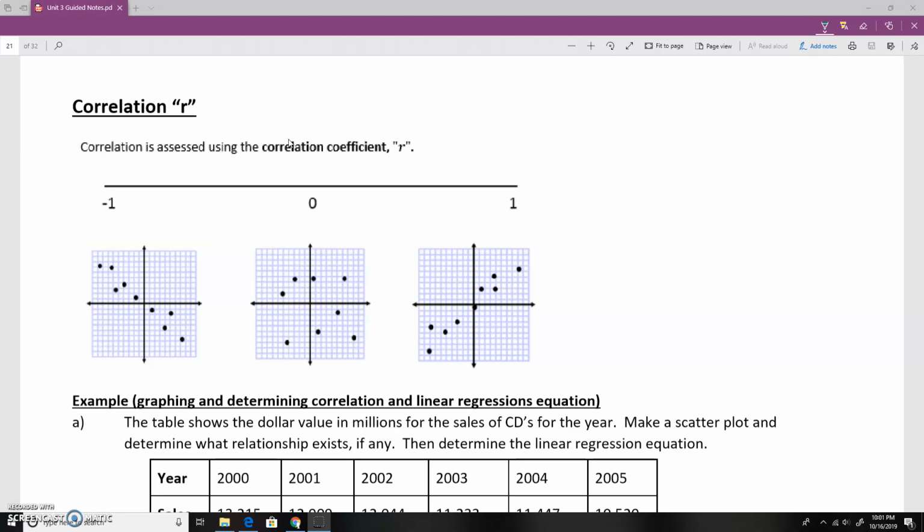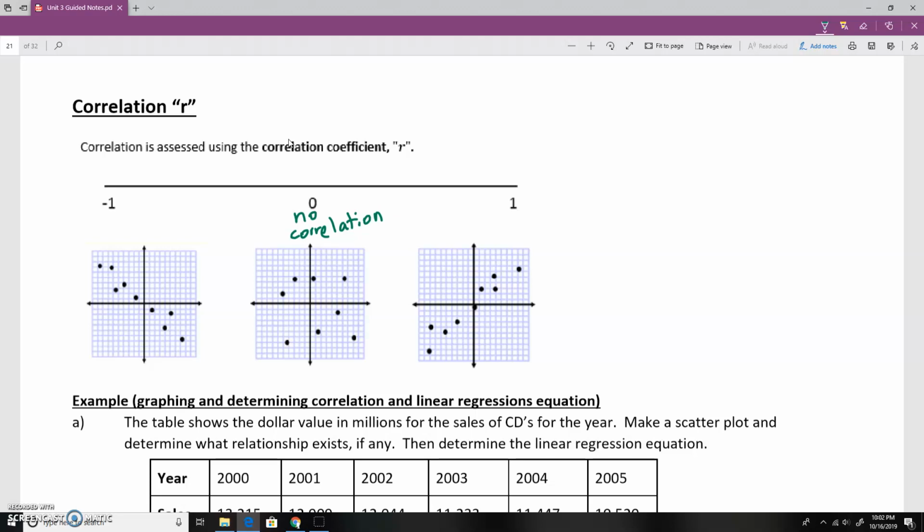Now you notice I have this number line here from -1 to 1. That's because the R value can go anywhere from a value of -1 up to a value of +1. Now, anything close to 0, we're going to say that has no correlation. Okay? That means that we wouldn't see these lined up at all, as you see in the graph below. They're all kind of just scattered all over the place.